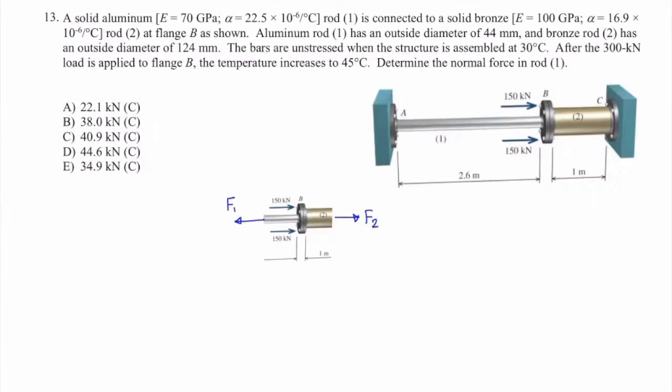Questions? A solid aluminum rod with the modulus of elasticity equal to 70 gigapascal and the coefficient of thermal expansion equal to 22.5 times 10 to the minus 6 is connected to a solid bronze element. Aluminum rod has an outside diameter of 44 and bronze rod has an outside diameter of 124. The bars are unstressed when the structure is assembled at 30 degrees. After a 300 kilonewton load is applied to flange B, the temperature increases to 45 degrees. Determine the normal force in rod 1.